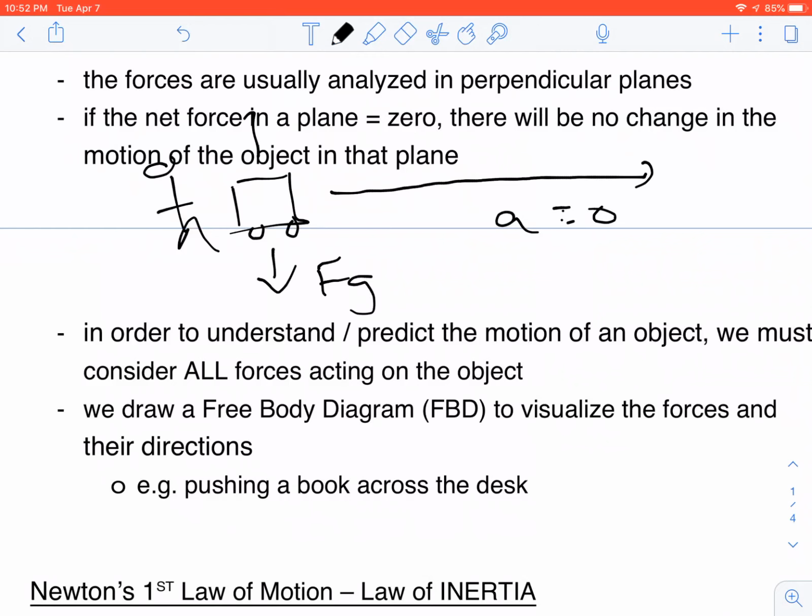There's going to be a normal force, which is pushing it up. There's going to be me applying a force in this direction, and then the object is going to be experiencing a force of friction, which is the reason why I have to keep pushing, and if I stop pushing the cart, it will stop rolling. It will grind to a stop.